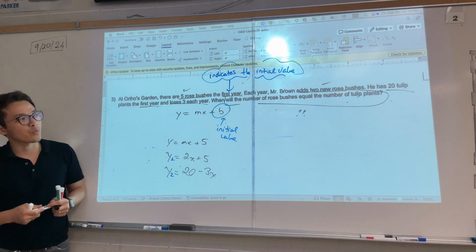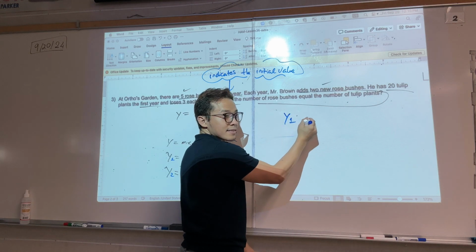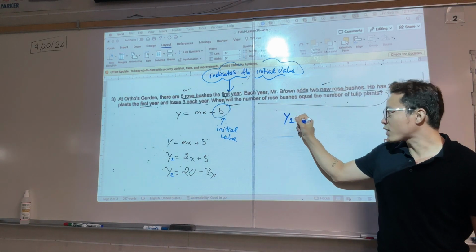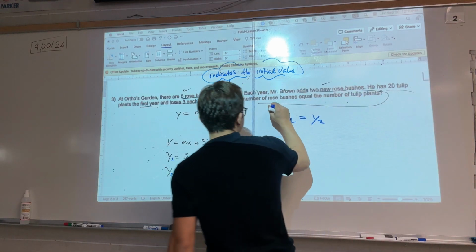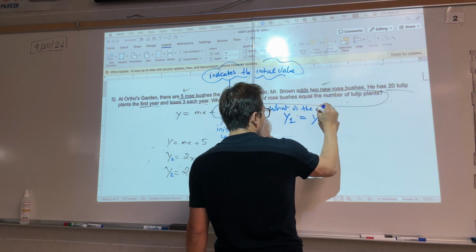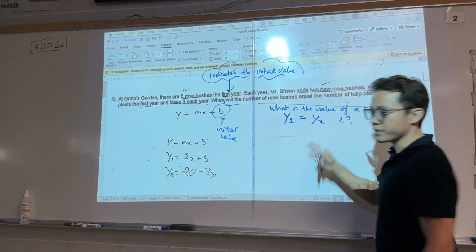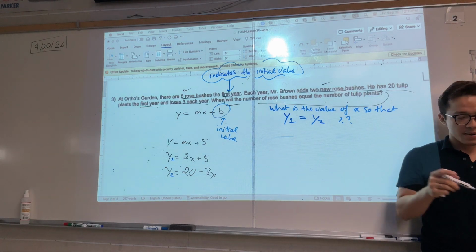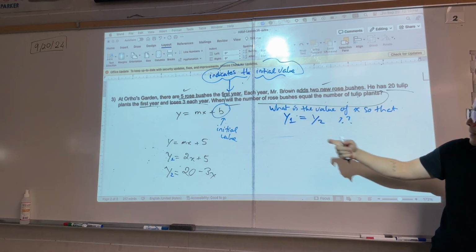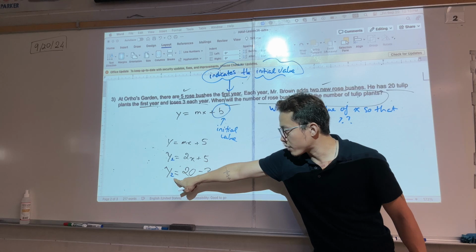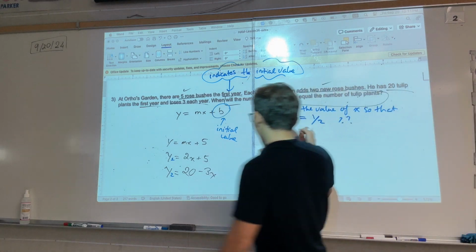Now what are they asking? They're asking when the numbers of the two are equal. That means what? y1 equals y2. That's what they're asking you. What is the value of x so that y1 equals y2? This is how you translate the word problem into the mathematical expression. They say the number of roses should equal the number of tulips. That means the number of roses, y1, needs to equal the number of tulips, y2. After how many years? That's what you need to find. Okay? y1 equals y2.